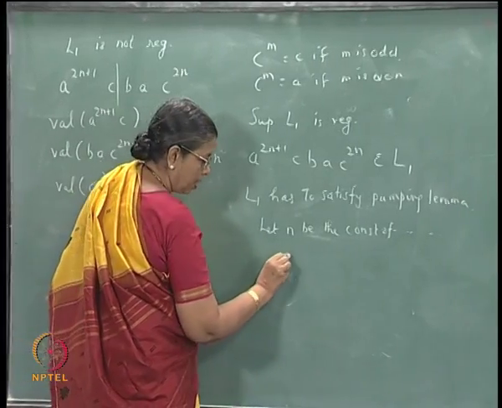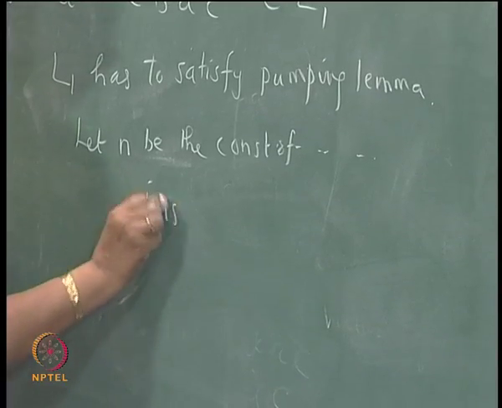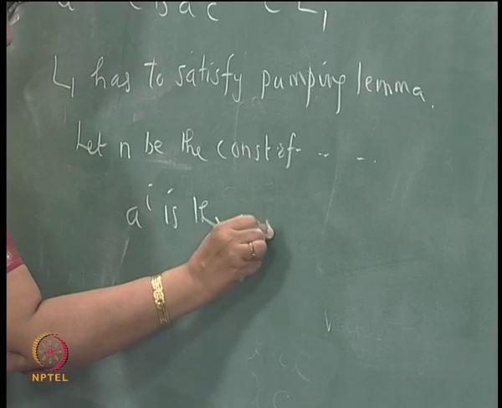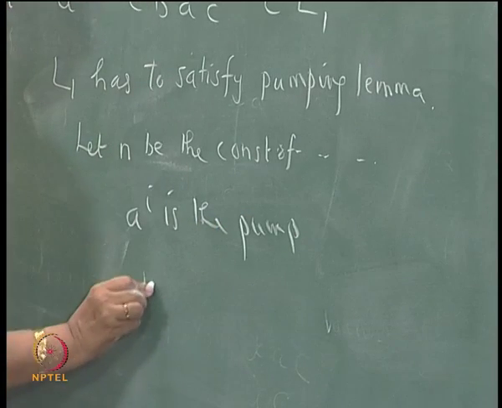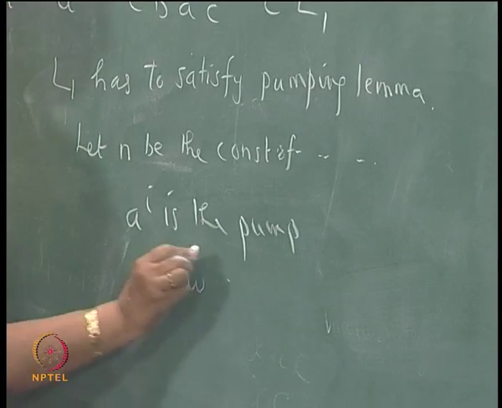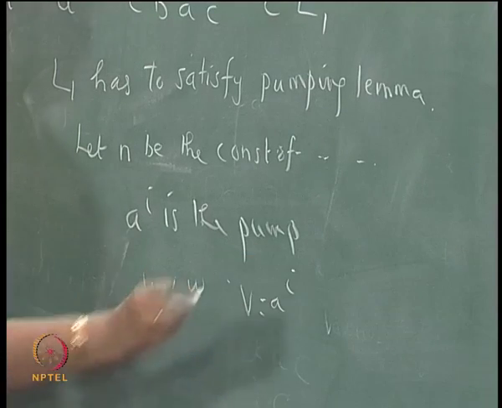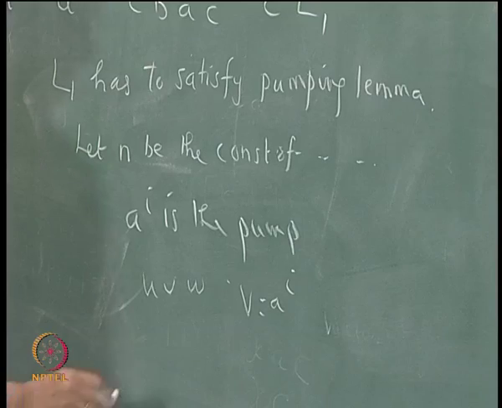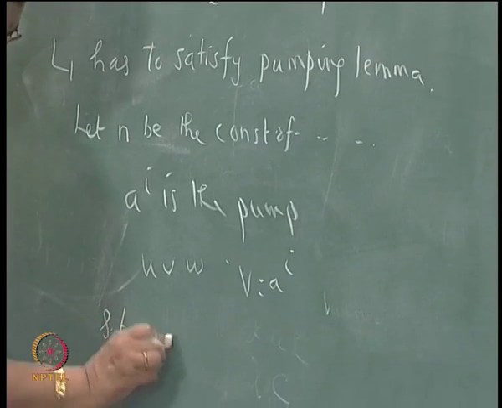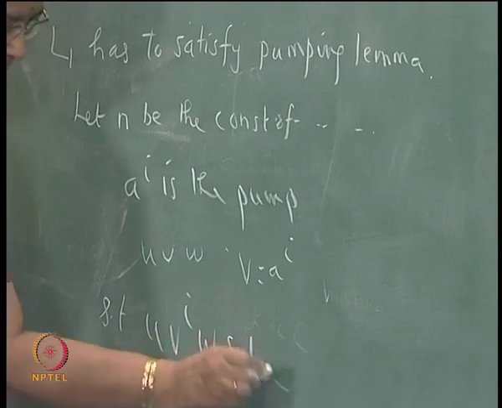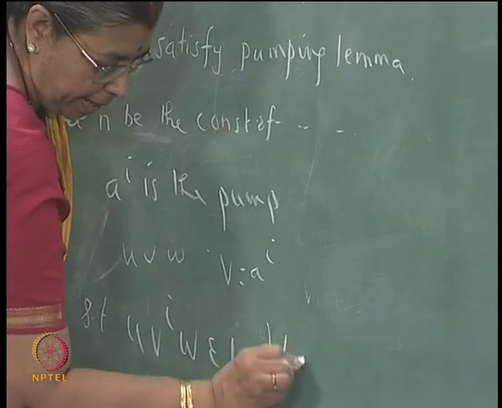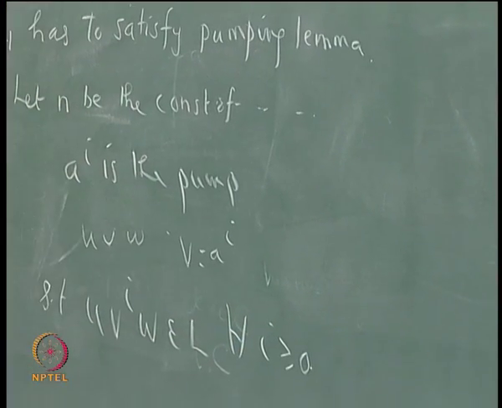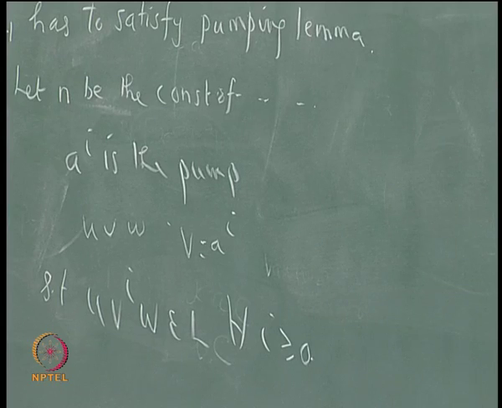So, suppose A power I is the pump, that is you can split this string in U, V, W, where V is of the form A power I, such that U, V power I, W belongs to L for all I greater than or equal to 0. I can be 0 also. This is the pumping lemma, right.